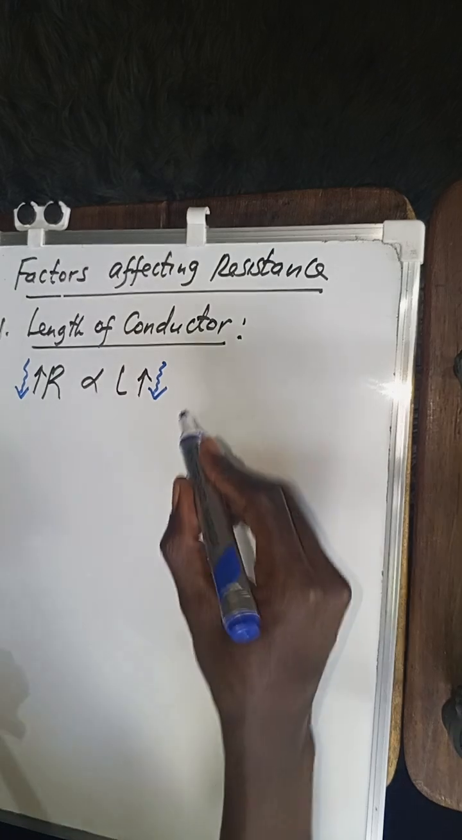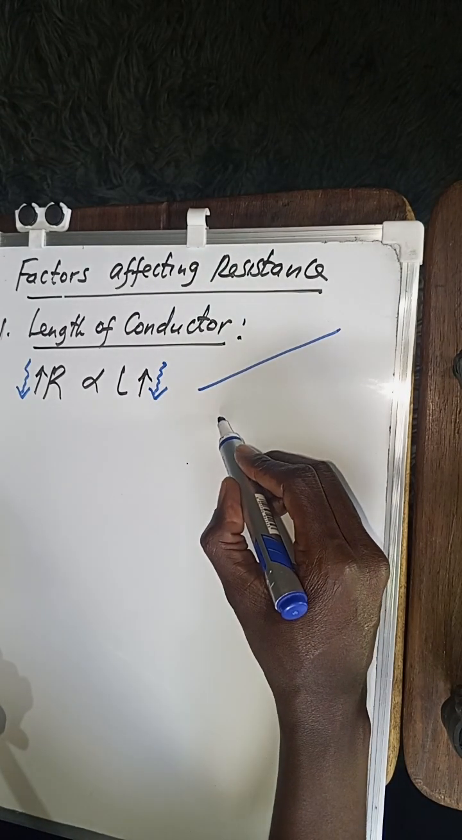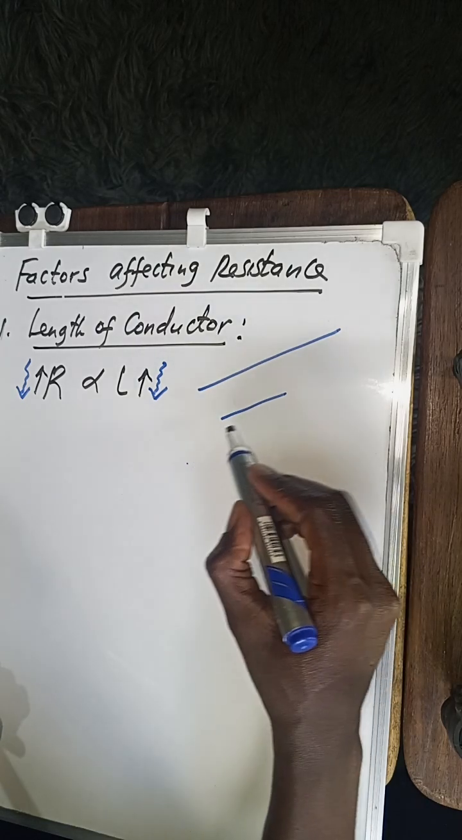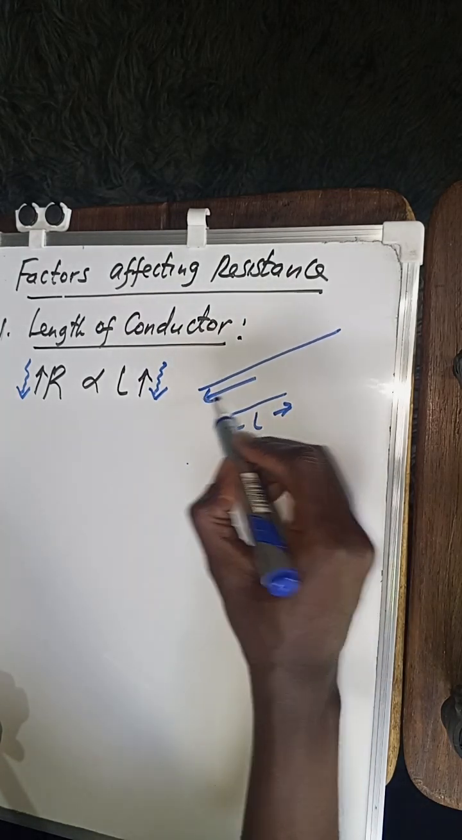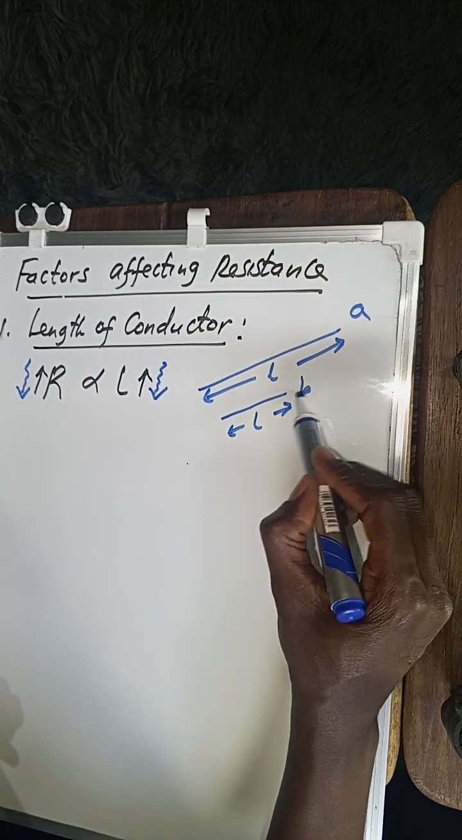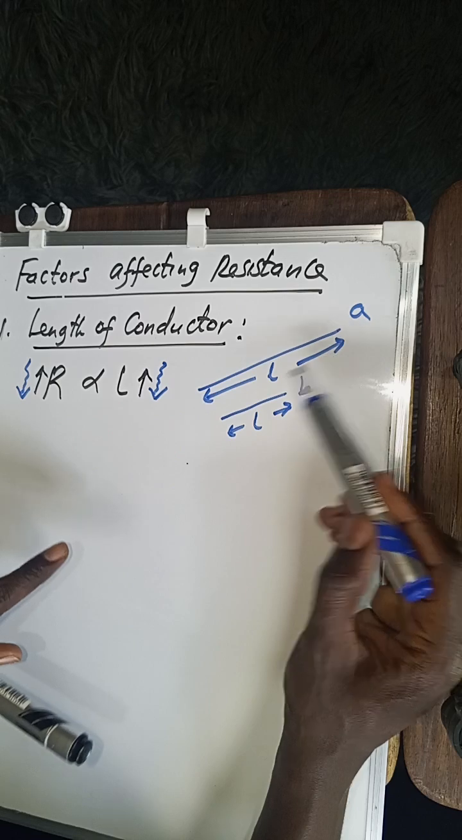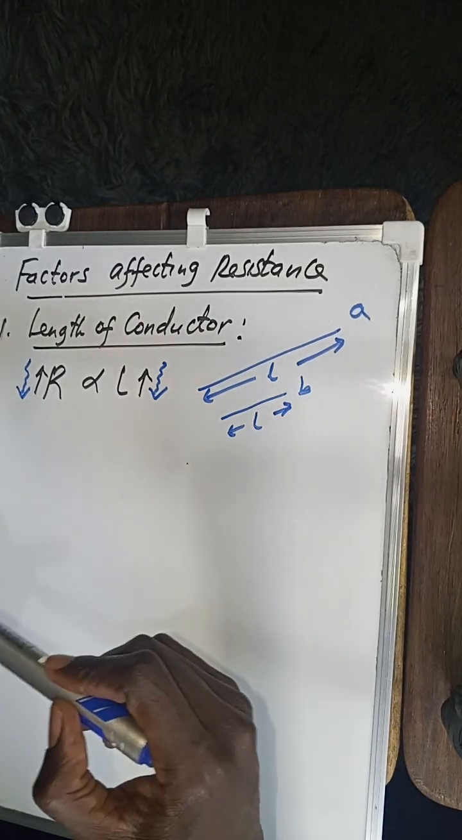So if you have 2 conductors, one longer and the other shorter, this is representing the length there, and that is representing the length of another. If this is A and that is B, it simply means that when you make the length longer, you are also increasing the resistance.